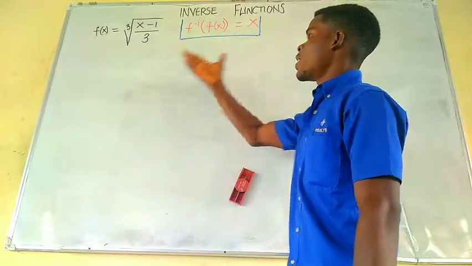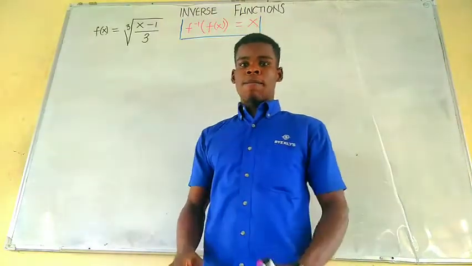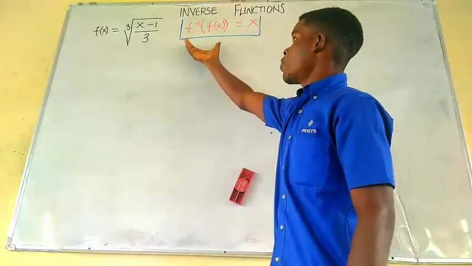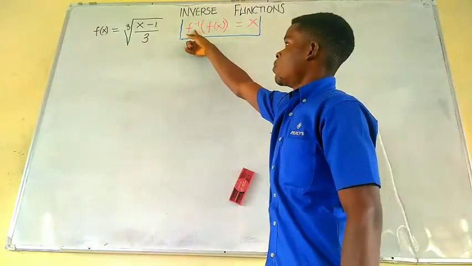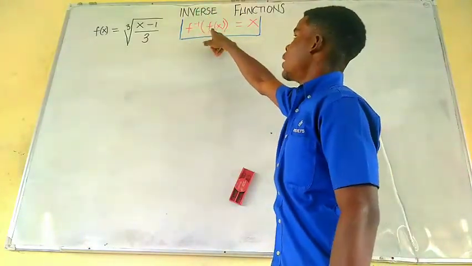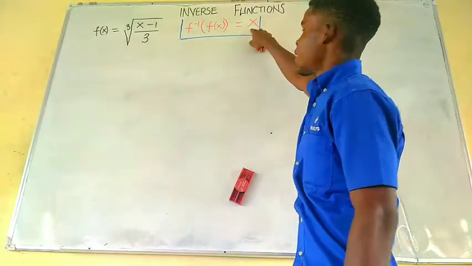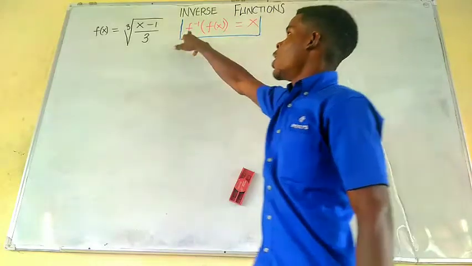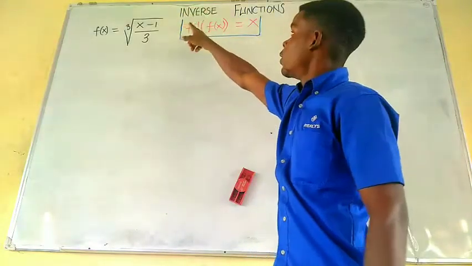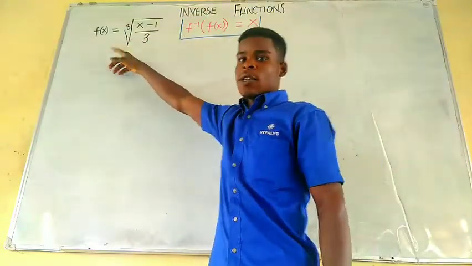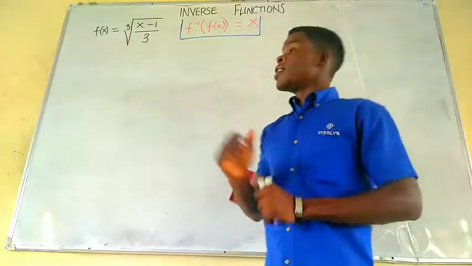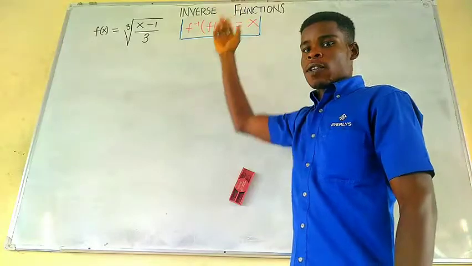Then, to find the inverse of this function, that is to say, find a new function such that the composition of the new function, that is the inverse, and the original function is going to give us x, that is the independent variable. So, f inverse is the inverse of the given function such that the composition will give us x. That is the rule for inverse functions.